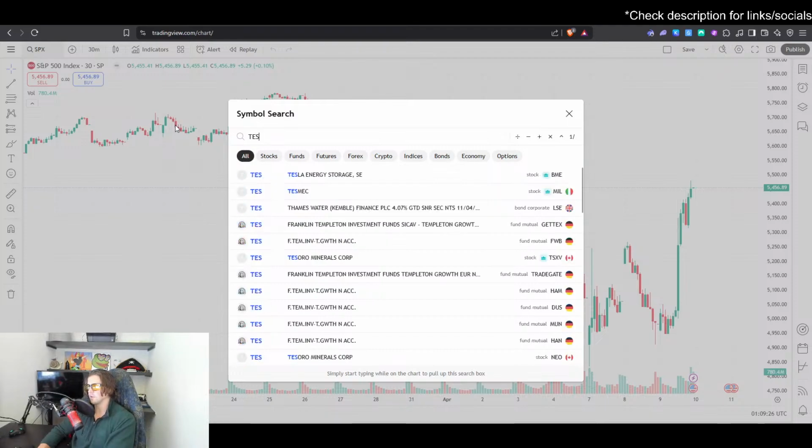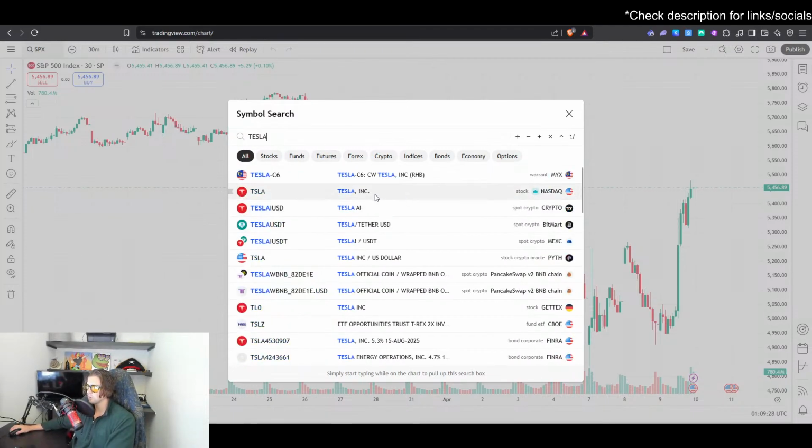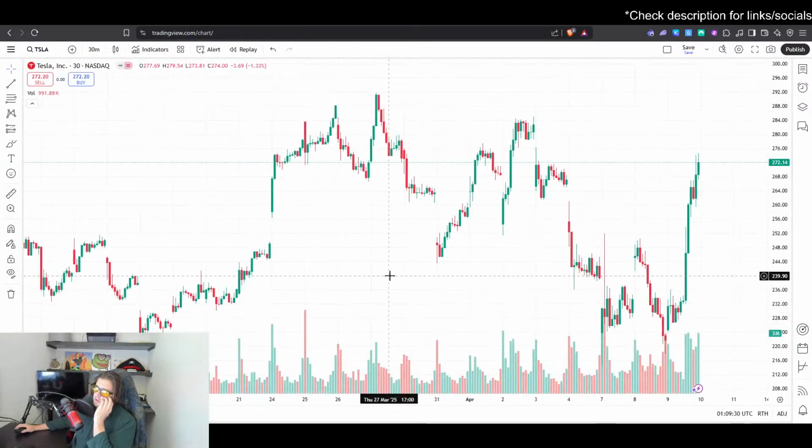Or we could look at Tesla. So Tesla, TSLA. When you're just looking at this, it'll probably be pretty confusing, but I'll start off by showing you what pretty much everybody's seen before.